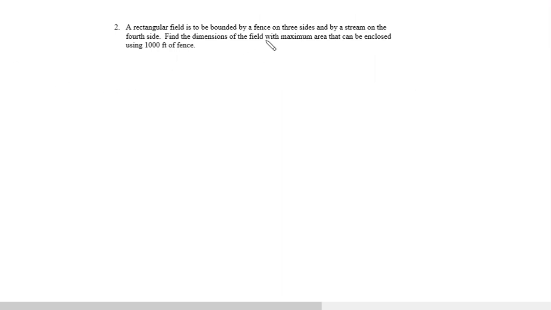Okay, so the question says a rectangular field is to be bounded by a fence on three sides, blah, blah, blah. Find the dimensions of the field with the maximum area that can be enclosed using 1,000 feet of fence. So we're looking for a maximum area, and that's how I know this is an optimization problem. We're dealing in terms of maximum things or minimum things, so that's a key word I want to look for.